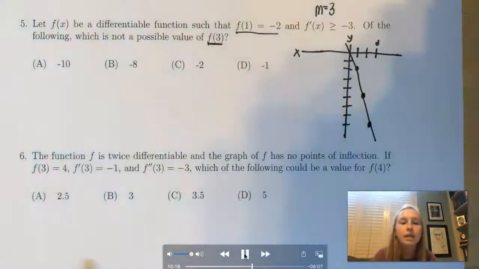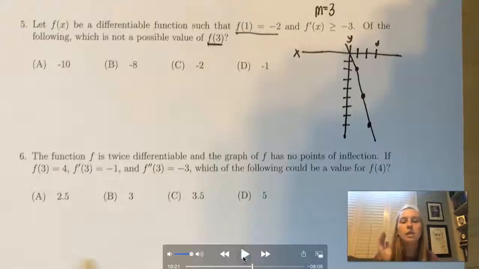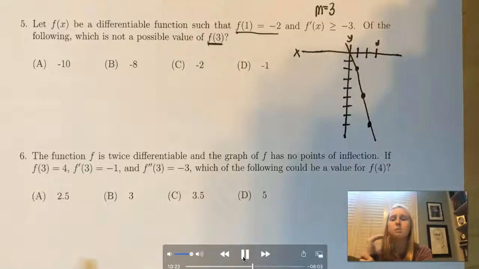But we need to figure out what's not a possible value. And in order to do this, we need to figure out on what side of the line is possible values and on what side of the line is impossible values. And that is where that greater than or equal sign comes in. Remember, we assumed that the slope value was just equal to -3. That is not what the problem says at all. It says that it's greater than or equal to.